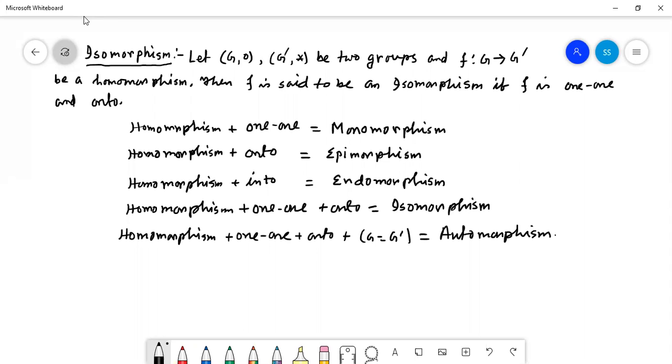So lastly, we are going for the permutation group. Then this group part is over. Okay, we are going to start the permutation group.